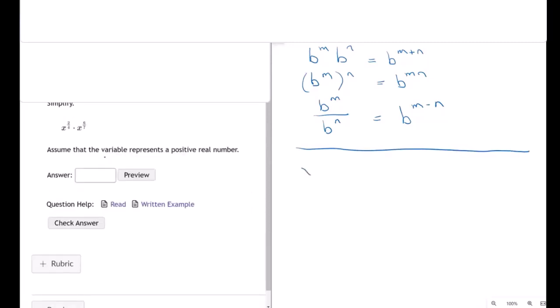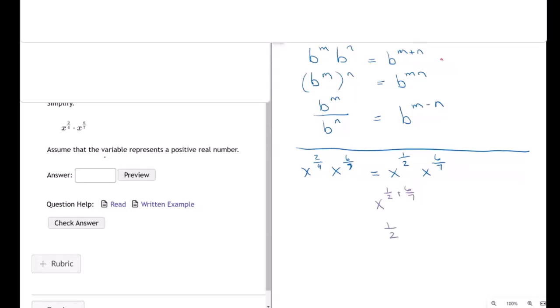Here I have x to the 2/4 times x to the 6/7. First thing I want to do is simplify that exponent. That's the same as x to the 1/2 times x to the 6/7. And remember our rule, it's right up here. This is the same as x to the 1/2 plus 6/7.